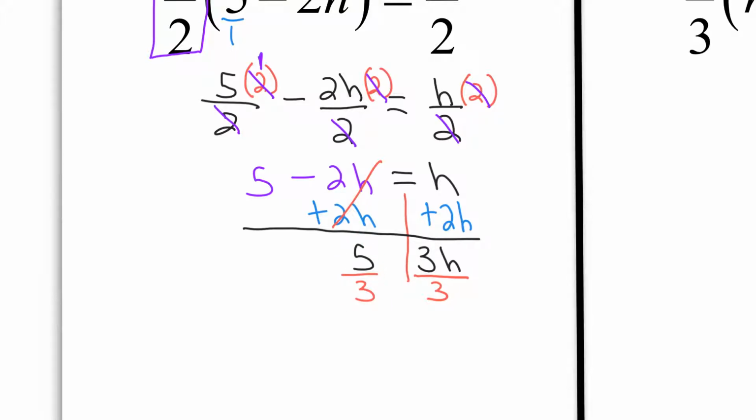That one doesn't simplify. So I'm going to keep it as 5 over 3. I bring down the equal sign. And right here, 3 divided by 3, that becomes 1. We don't need it, so you put h. So my answer is 5 over 3 equals h. Or you can say h equals 5 over 3.